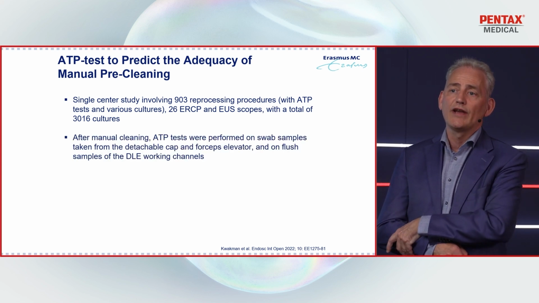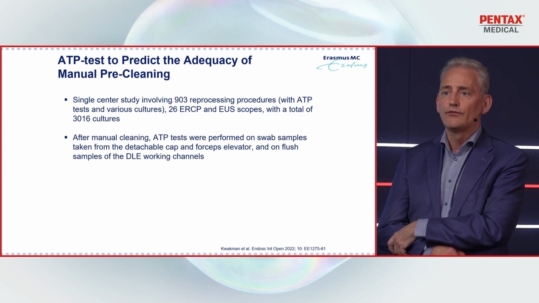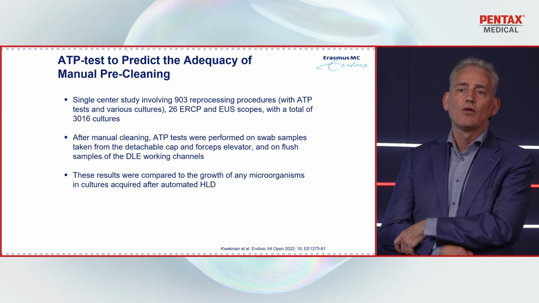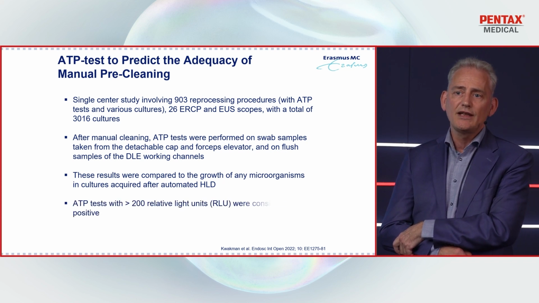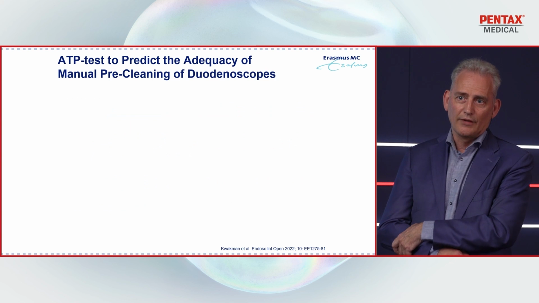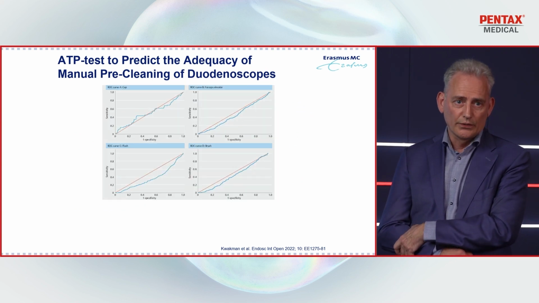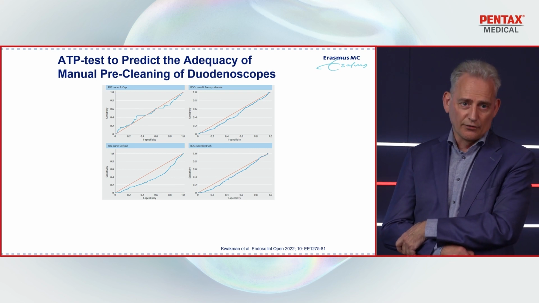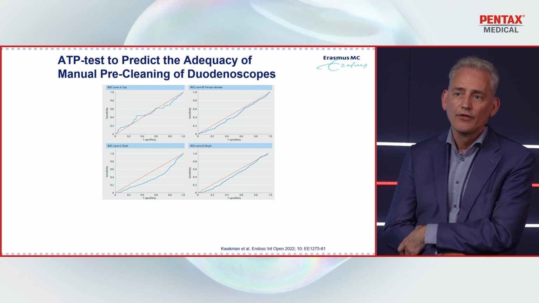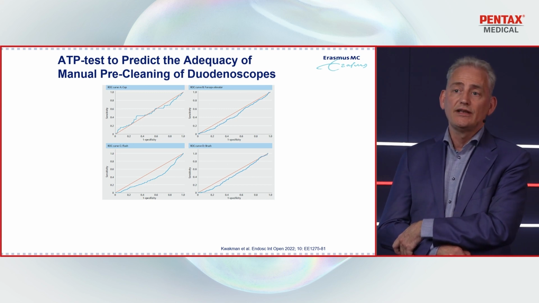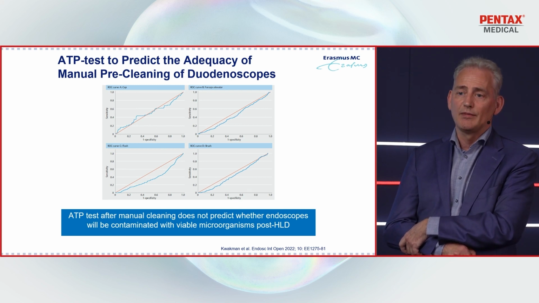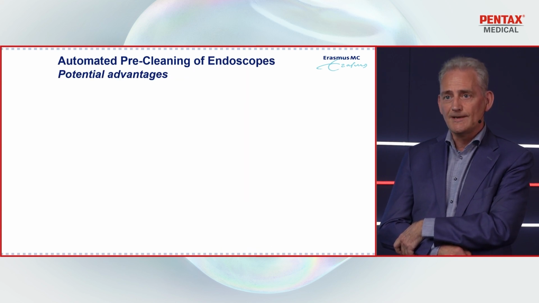So after the manual cleaning, we took ATP tests on swab samples from detachable caps and the forceps elevator, and we took flush samples of all the working channels. These results were then compared to the growth of any microorganism that we acquired after the automatic HLD, and the ATP test was considered positive when above 200 RLU. Unfortunately, if you look at this slide and this graph of ROC curves, you can readily see that the diagnostic performance of the ATP test to reliably tell whether the manual pre-cleaning process was adequate enough to ensure optimal hygiene after the HLD was simply not there. An ATP test after manual cleaning does not predict whether endoscopes will be contaminated with viable microorganisms post-HLD.